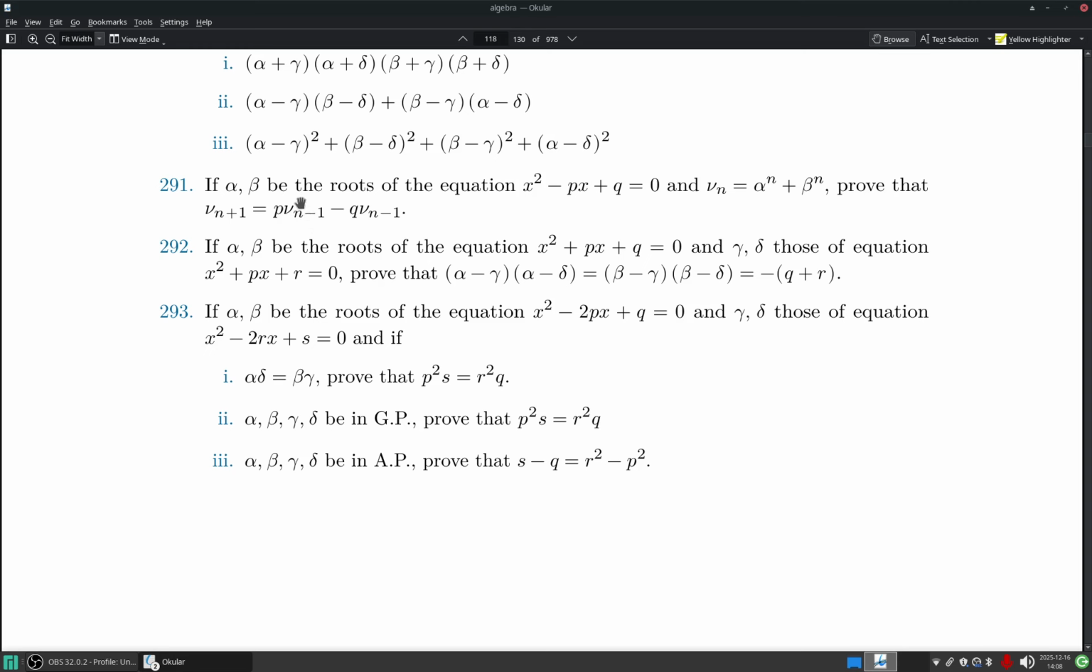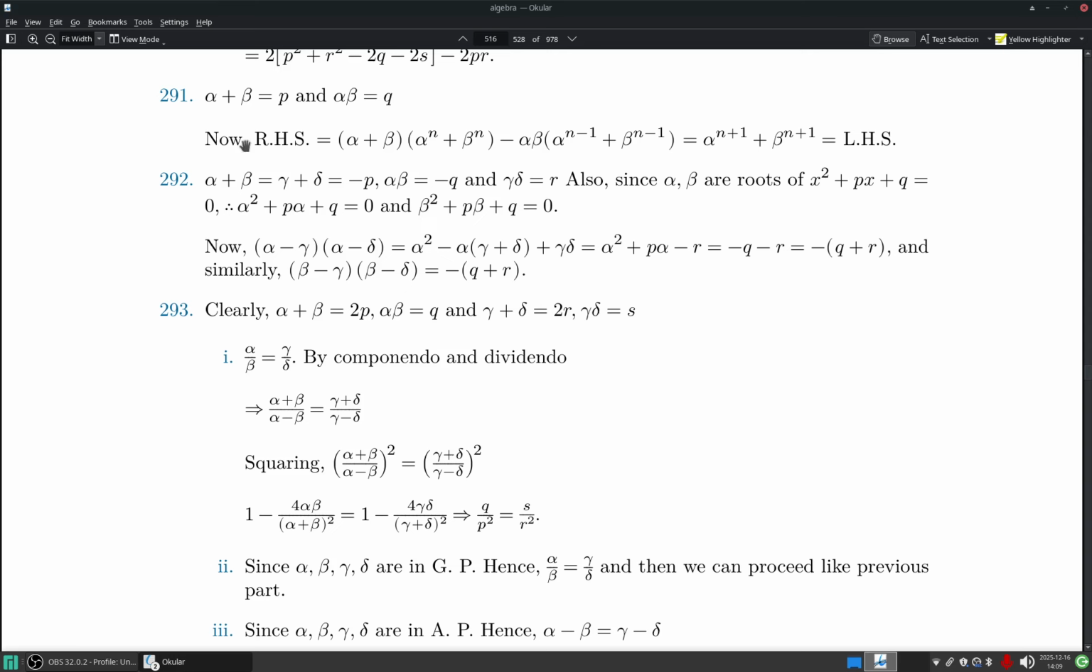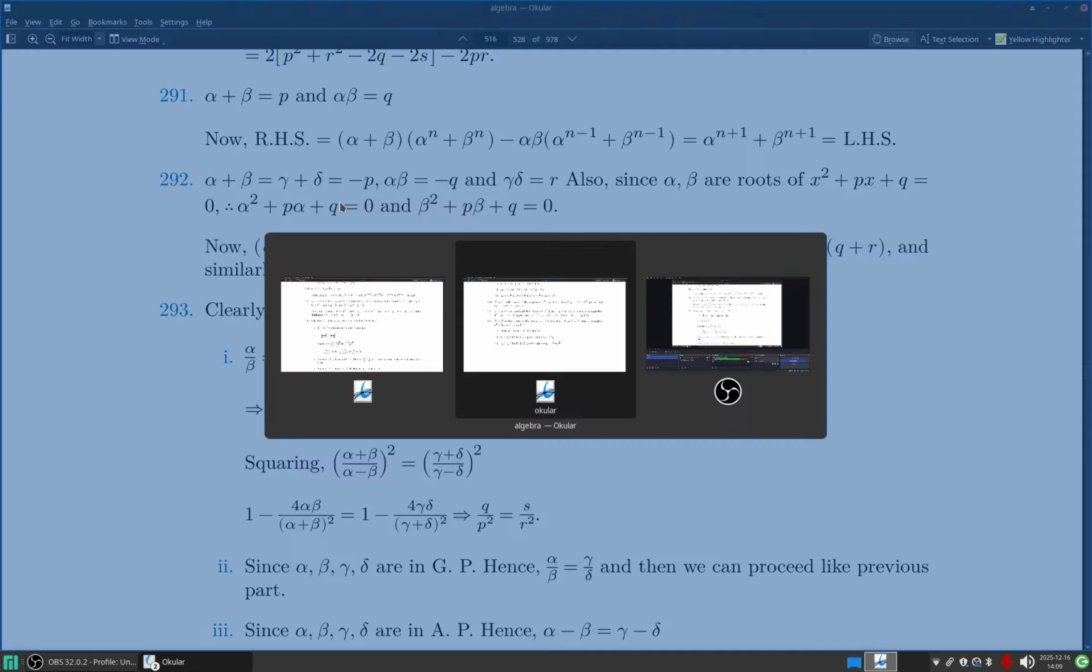Okay. So we see that p is nothing but sum of roots, that is alpha plus beta, and q is nothing but alpha beta, product of roots. So here we will put alpha beta, here we will put alpha plus beta. And for nu n, we will put alpha to the power n plus beta to the power n. For nu n minus 1, we will substitute alpha to the power n minus 1 plus beta to the power n minus 1. So that is what this question asks. You substitute and then you multiply, two terms will cancel out, and what will remain is alpha to the power n plus 1 plus beta to the power n plus 1, which is equal to the left hand side.